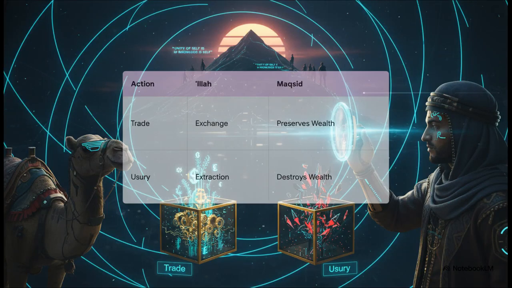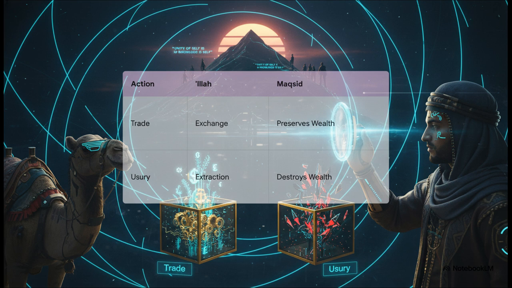When we put these two side by side, the contrast is just wild. Take trade. The illah, the mechanism, is mutual exchange, and the ultimate maqsad is preserving and growing real wealth for society. But look at usury. The mechanism is predatory extraction, and the ultimate result? It actually destroys wealth preservation, triggering societal conflict and massive inequality.